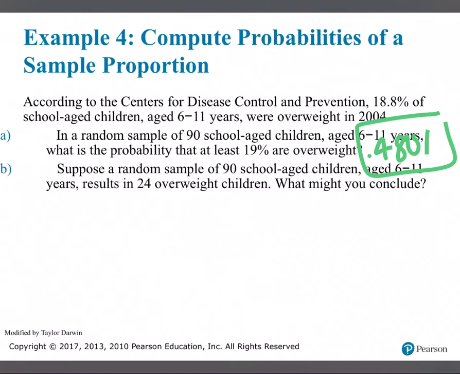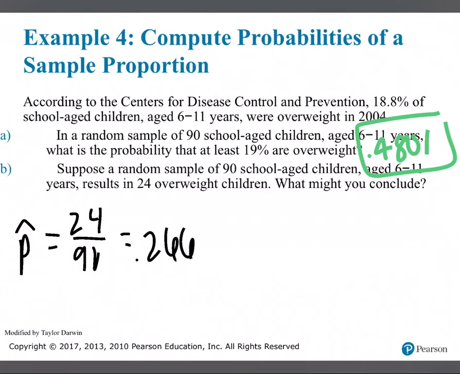The last question asks, suppose a random sample of 90 school-aged children from 6 to 11 results in 24 overweight children. What might you conclude? So let's figure out what our p hat is. It doesn't give it to us. It said 24 out of these 90 kids were overweight. So that's 0.2667.